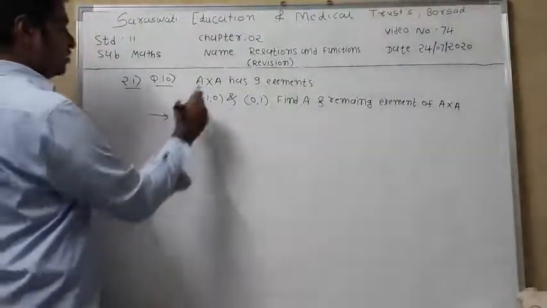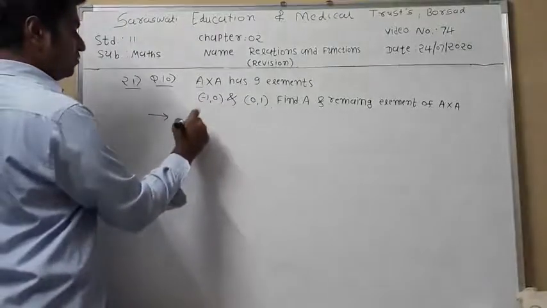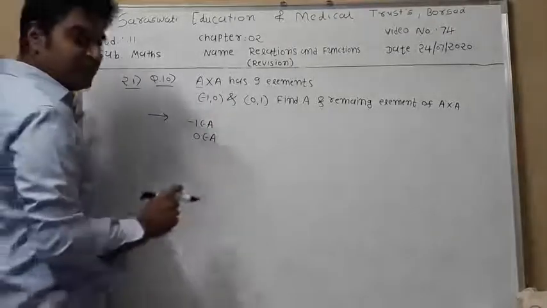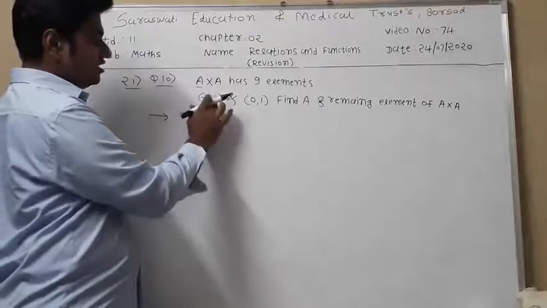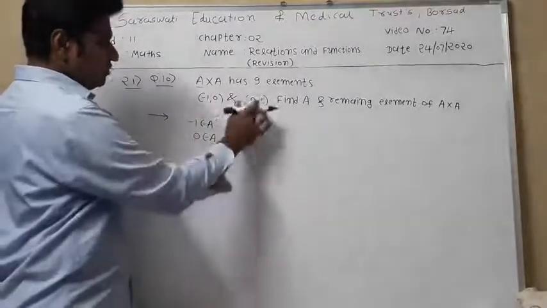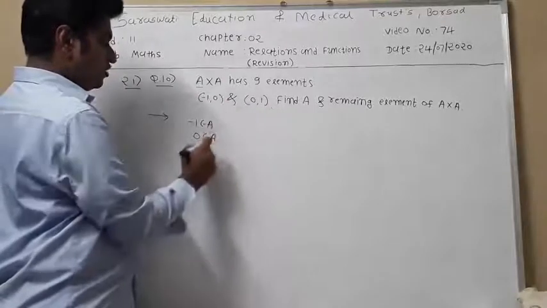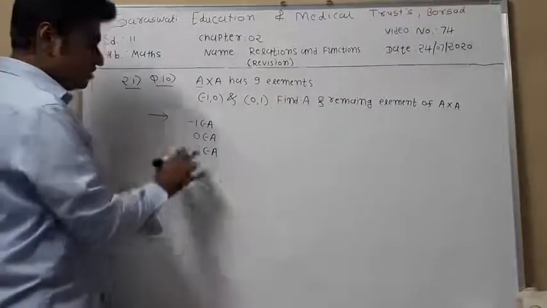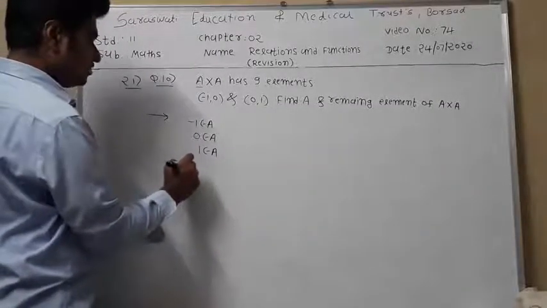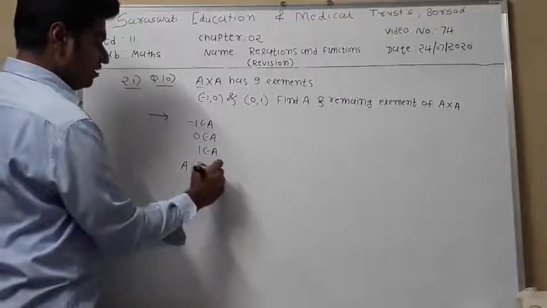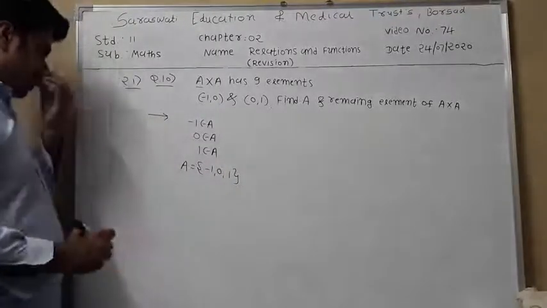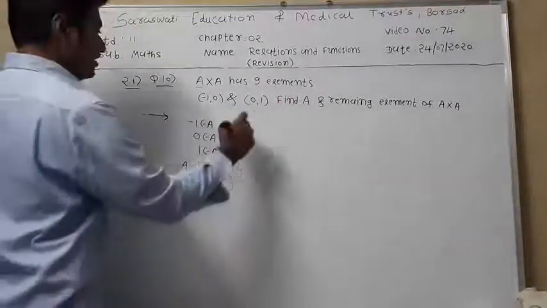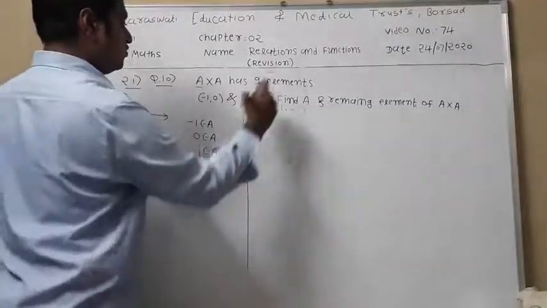So first of all, in the first ordered pair, -1 belongs to A, 0 also belongs to A, because -1 is present in set A and 0 is also present in set A. Now in the second ordered pair, 0 belongs to A and 1 belongs to A. That means a total of 3 elements are present in set A. So A is equal to {-1, 0, 1}. Right? So our first answer: the set A is equal to {-1, 0, 1}.